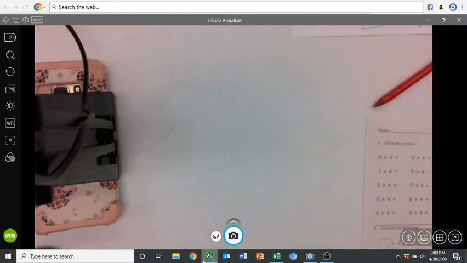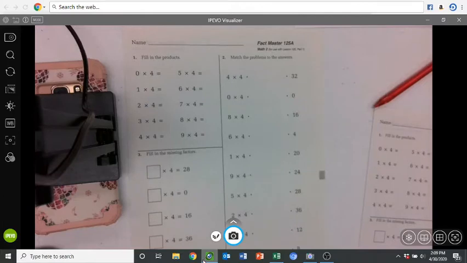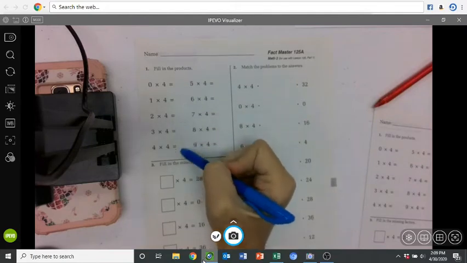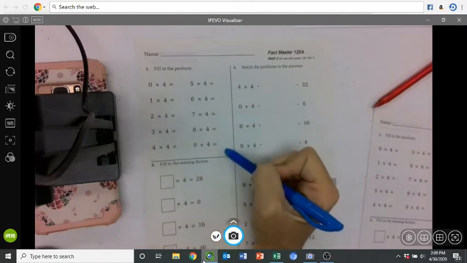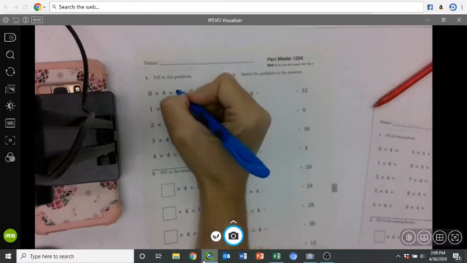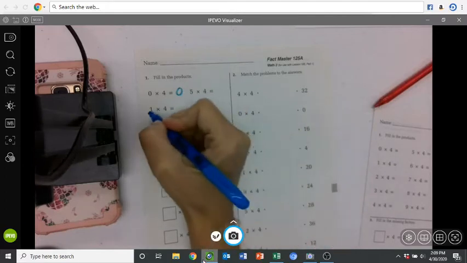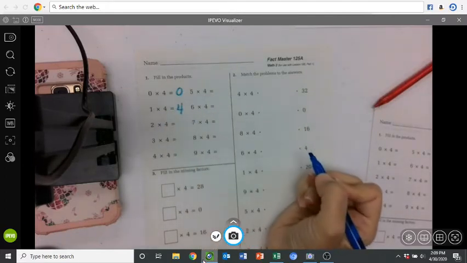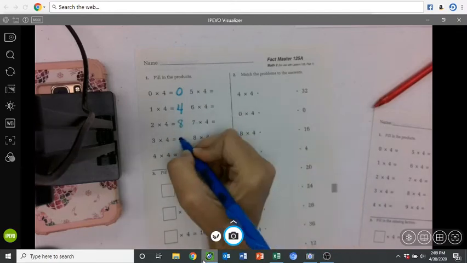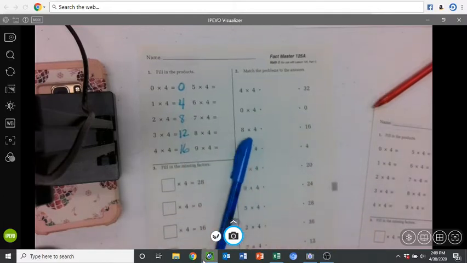When you turn off the video, you're going to work on this sheet. Okay, I'm going to do a few of them with you. We are going to be finding the products, which means the answers of our multiplication by 4. Okay. 0 times 4, the 0 is always the hero. 1 times 4, anything times 1 is the other number. 2 times 4 is 8. We should know that one. 3 times 4 is 12. 4 times 4 is 16.